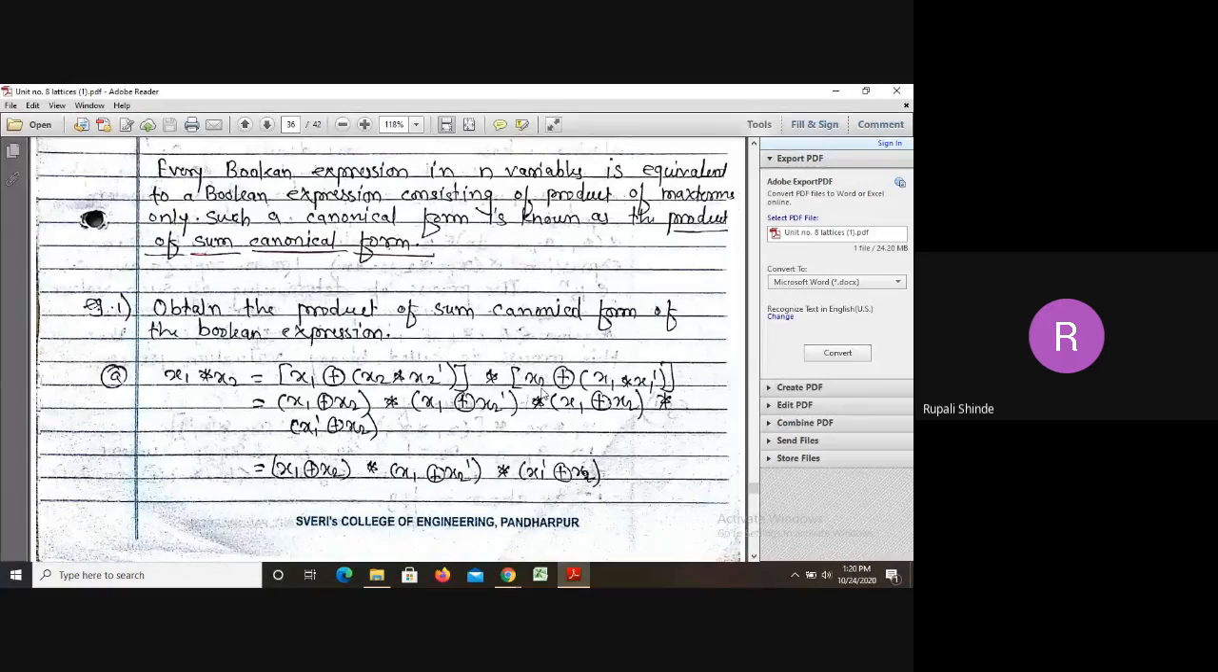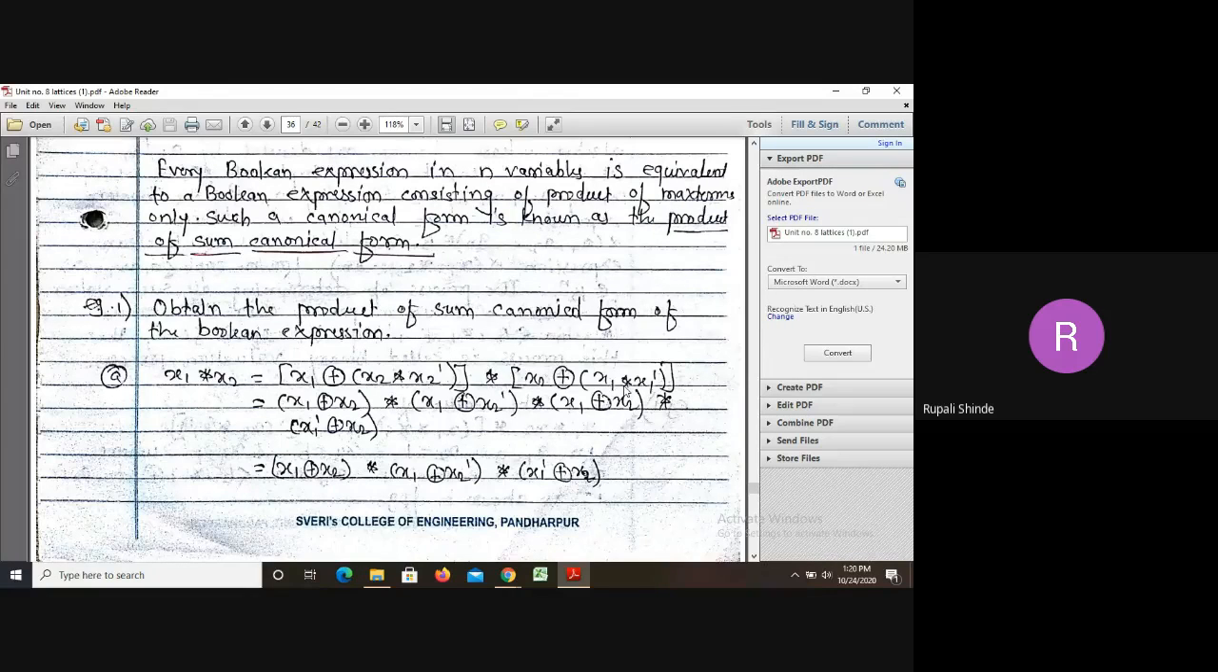Why? Because of the value of this term, X1 star X1 complement. This is just like 1 into 0, so the answer for this one is 0. So again X2 XOR 0. This was the addition of X2 and 0, so it will give you X2 only. That's why this bracket will not affect the original variable X2. So we can add it.